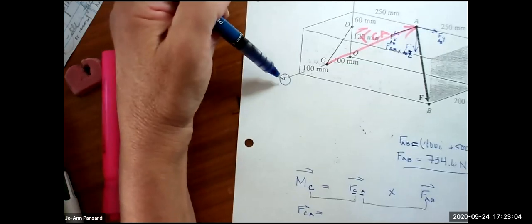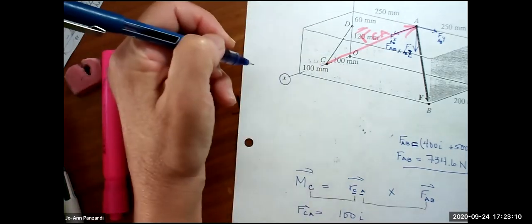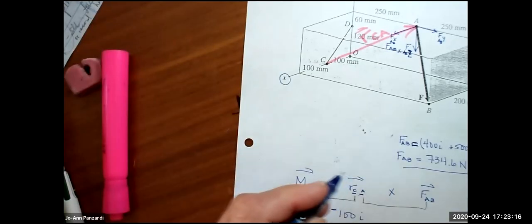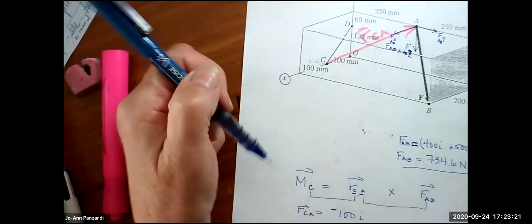And how much am I going in my X? I look at the X axis. Isn't it 100 millimeters? Yep, it's 100. And is it going in the positive or in the negative? If we're going from point C, then it'll be negative. Right, going from the center. Okay, going from C to A, negative.